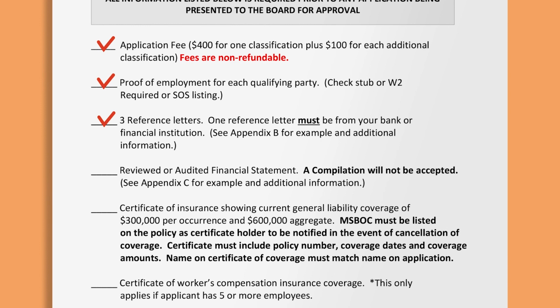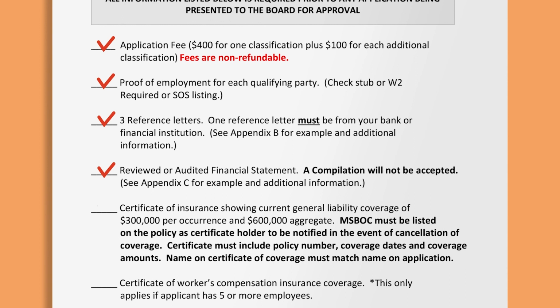Msboc requires applicants completing a commercial application to provide a reviewed financial statement prepared by a certified public accountant. The reviewed financial statement must demonstrate a net worth of $50,000 or greater if applying for a major classification, or a net worth of $20,000 or greater if applying for a specialty classification. Again, the reviewed financial statement requirement only applies to applicants for a commercial license.